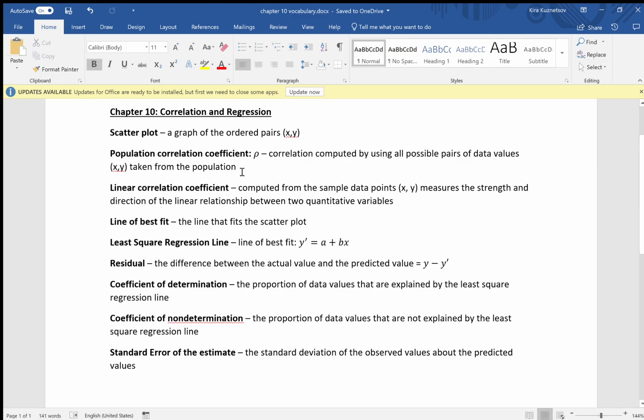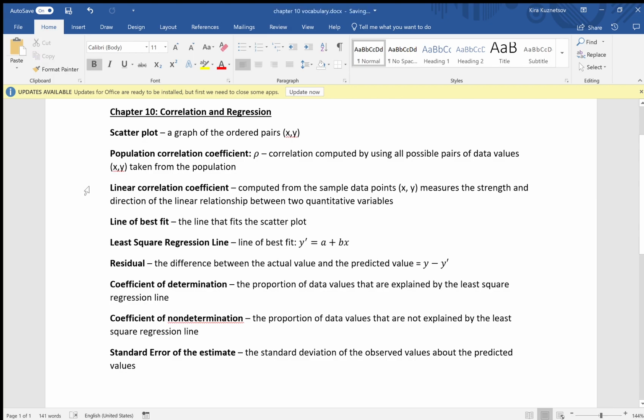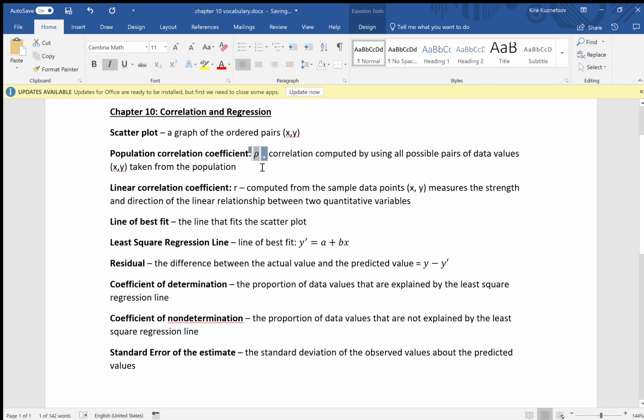A sample correlation will be denoted with the letter R. A linear correlation coefficient, which is the same thing as a sample correlation coefficient, computed from a sample of data points, measures the strength and the direction of a linear relationship between two quantitative variables. So the letter that we're going to be using here is the letter R. And if anything, rho is going to be your hypothesized correlation, and R is the statistic. It is the sample correlation that you see from a given set of points.